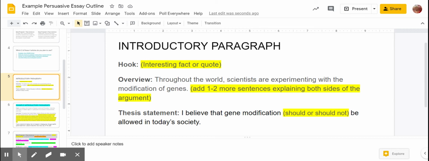If you're a should be allowed, you're going to find an interesting fact, and you can get this from anywhere. I'm not going to require that you cite this, but you can put an "according to" on there if you want to. You don't necessarily have to. Maybe you find just a fact, like the number of people who die from hereditary diseases or something. That would be a good should one, because maybe some of those could be prevented. You can do a "did you know?" Those work really well. Something along those lines.